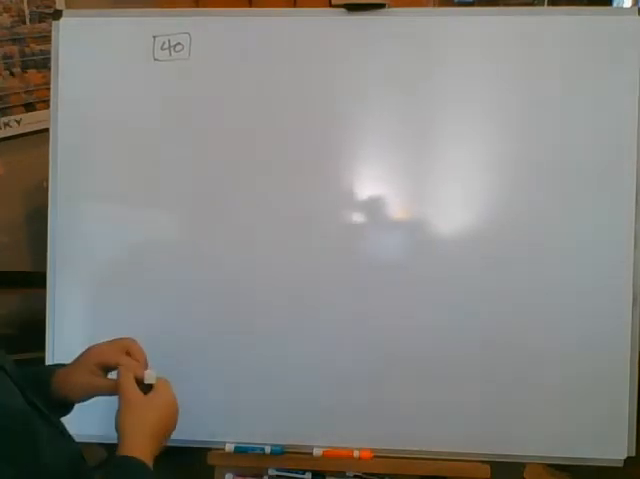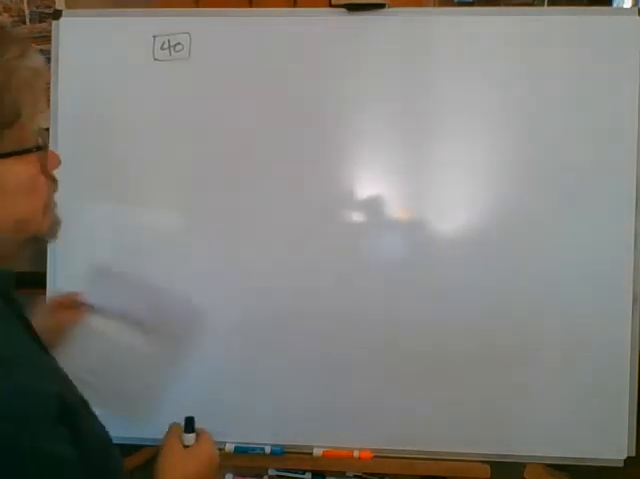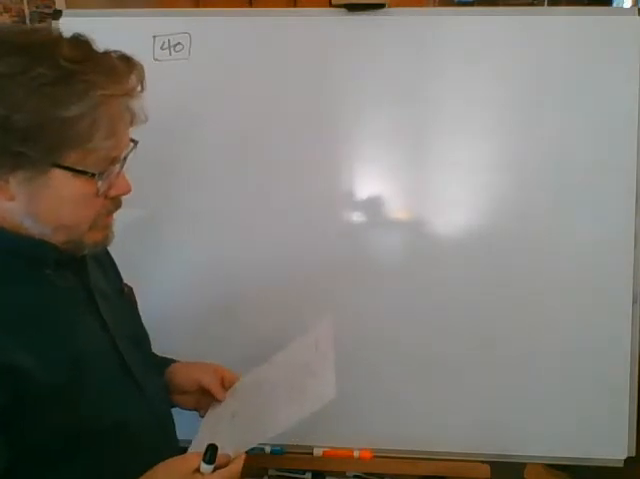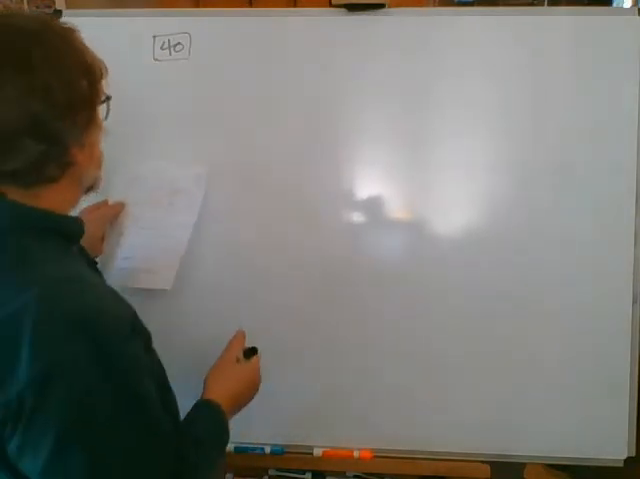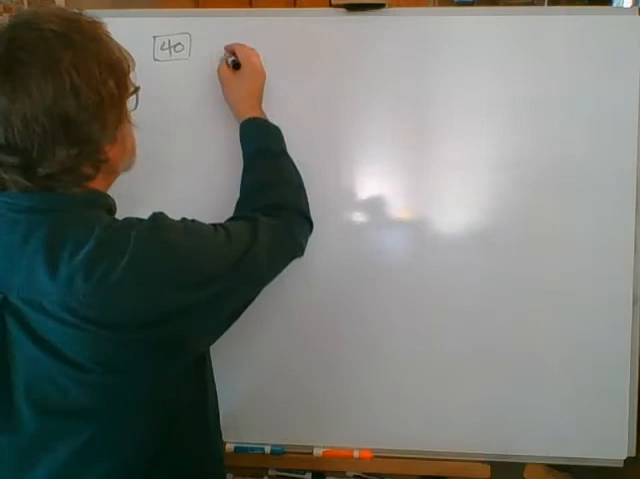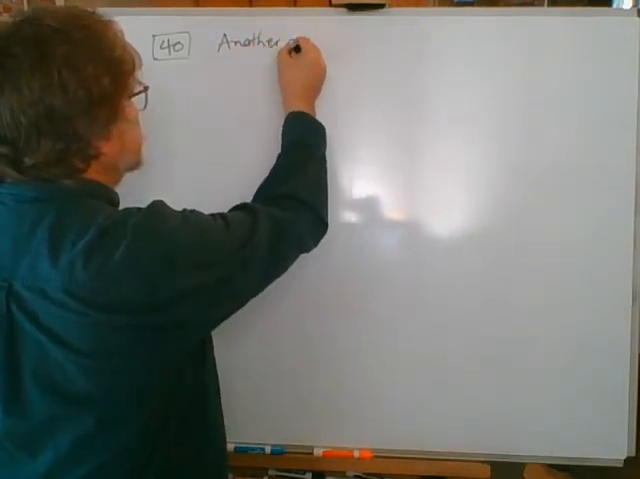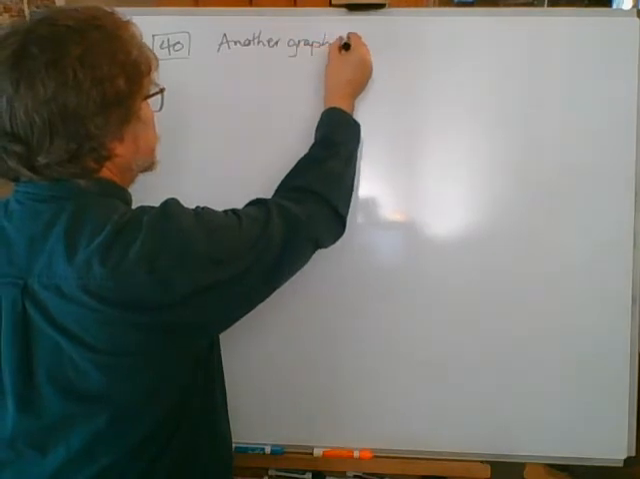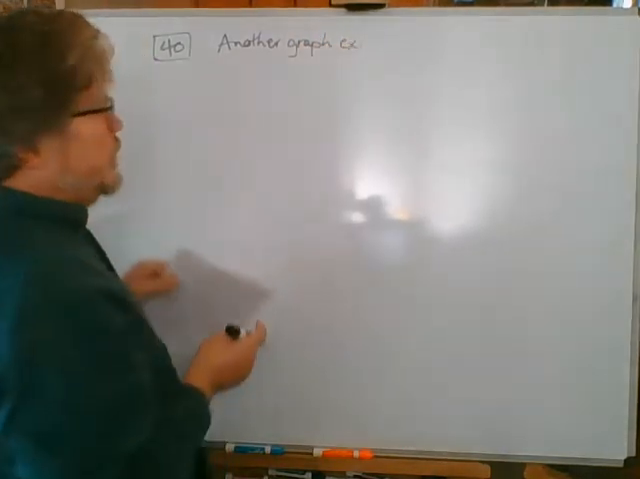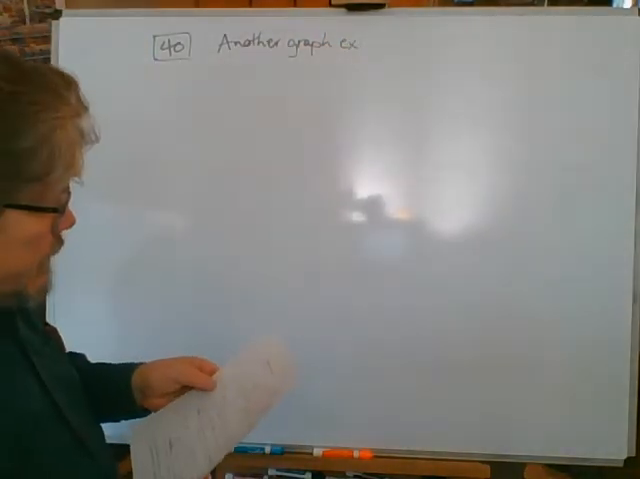In video 40, I'm continuing the long shopping list of all the different terms for graphs and stuff, but we need another example. Here's another graph example. That's different from the first one. That's why we need another one.